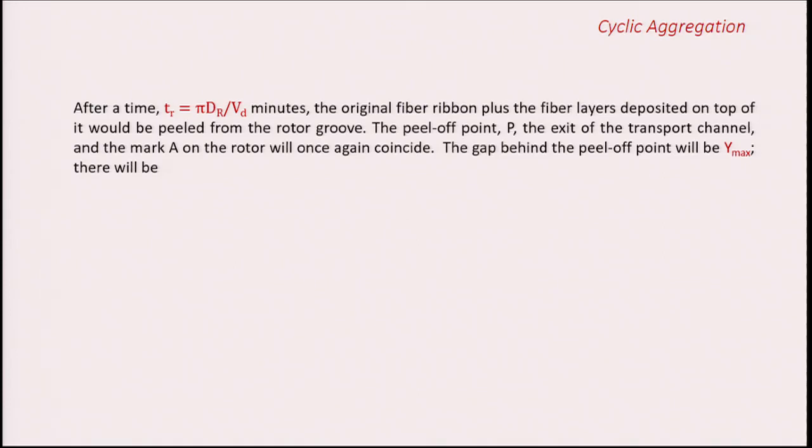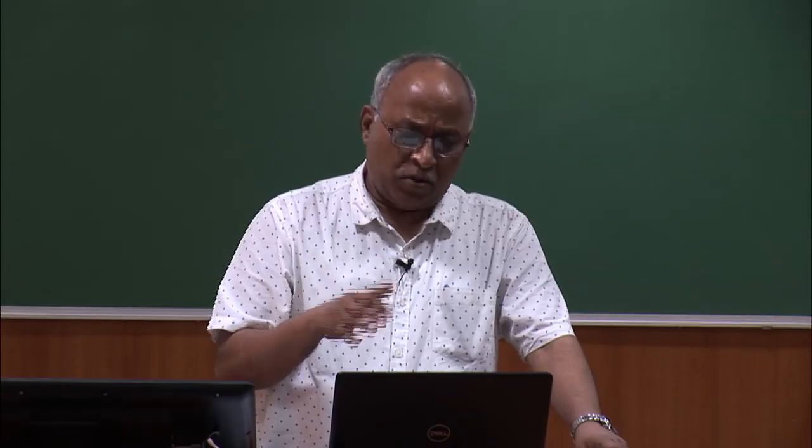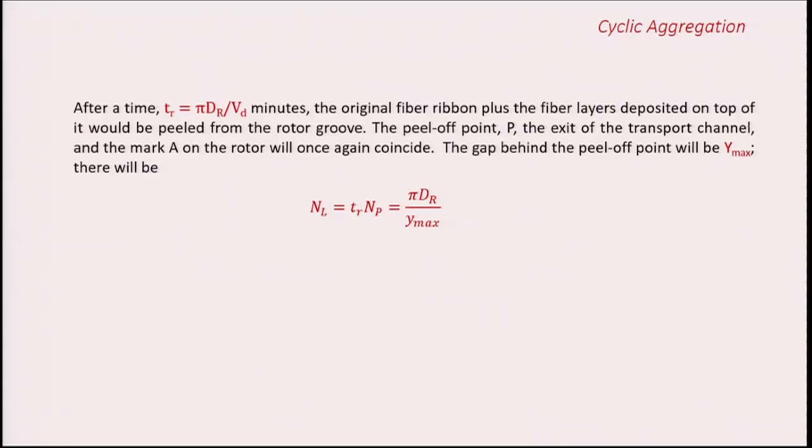During that time, the number of layers that is formed can be written like this. Tr is the complete time taken for the peel off point to make one rotation, times the number of rotations of the arm that is moving, right. For every rotation of the arm, one layer is formed. So Tr times Np is going to give the total layers that are formed in one cycle. This also is equal to pi dr divided by y max.